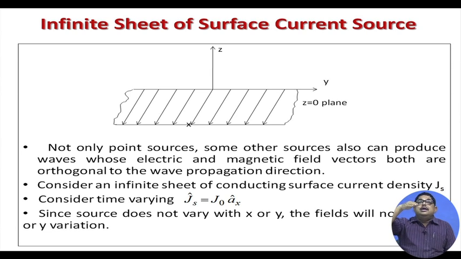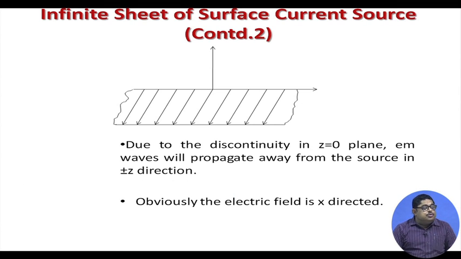But it definitely has a variation in the z direction, because suddenly it is here, at z equal to 0 minus it is not there, and at z equal to 0 plus it is not there. So, it has a variation only in the z direction. Due to the discontinuity in the z equal to 0 plane, there will be EM waves propagating away from the source in plus and minus z directions. You should always remember that if any source has a discontinuity, that is, it is suddenly there and then not there, then it will radiate. So, it will radiate in plus and minus z directions, and as we have discussed, the electric field is x directed, and the propagation of the wave, or of energy, is in the z direction.